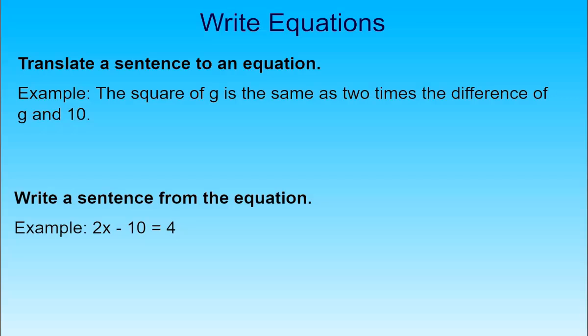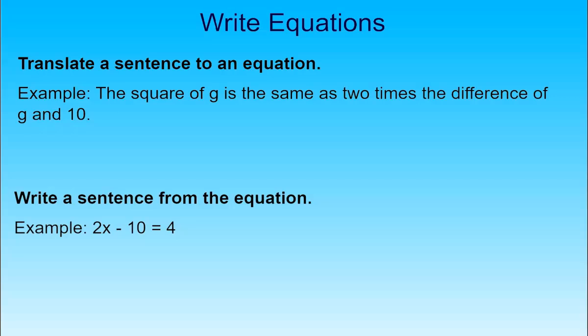So example one, we need to translate a sentence to an equation, and our example says, the square of g is the same as 2 times the difference of g and 10. Now the first thing I'm going to do is work my way from left to right, and write down what they're telling me, but using variables, operators, and numbers.